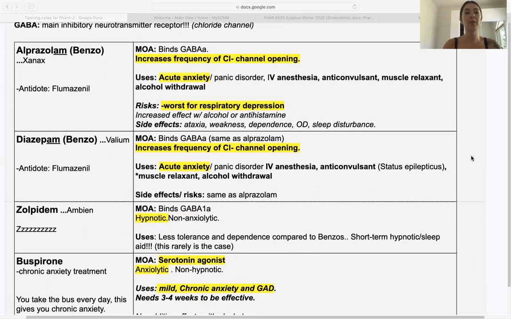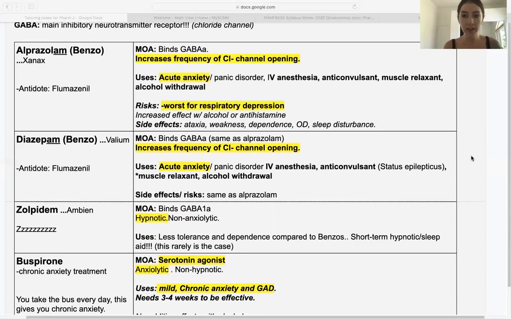The first drug we're going to talk about is Alprazolam. Alprazolam is a benzodiazepine and is also known as Xanax. That is the brand name. It binds GABA A, so it's an agonist of GABA. It will increase the frequency of chloride channels opening. That's important to know. It's used in acute anxiety and some other situations such as panic disorder or issues where the patient needs to calm down quite quickly.